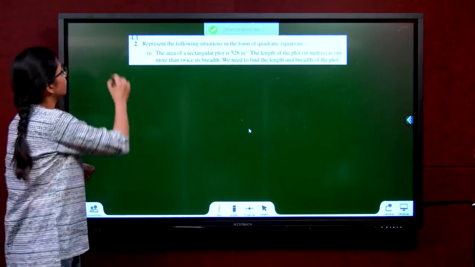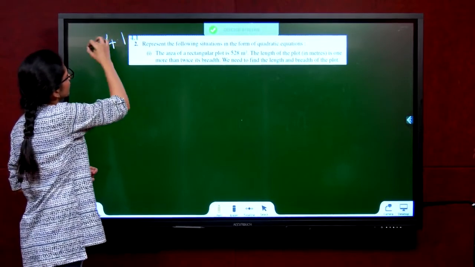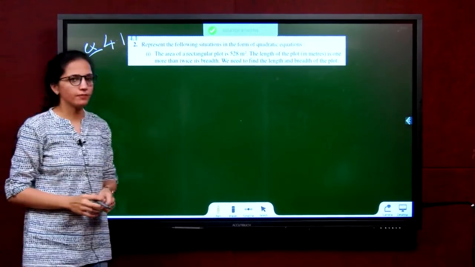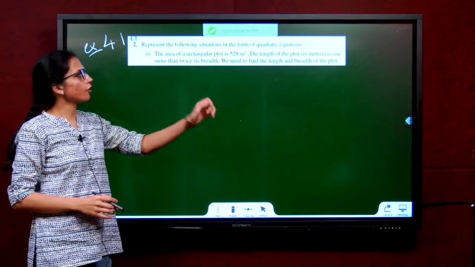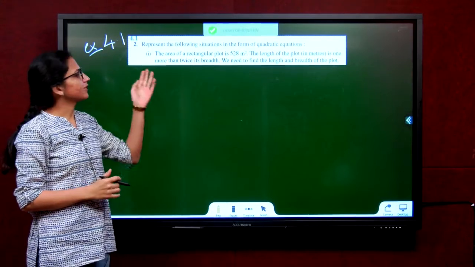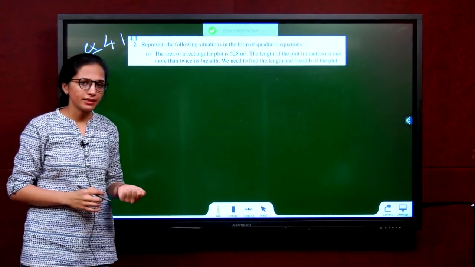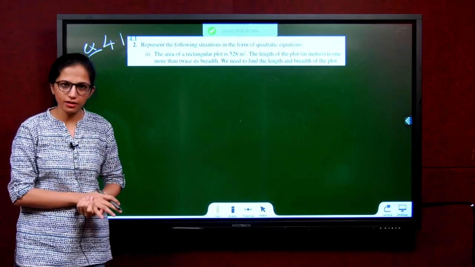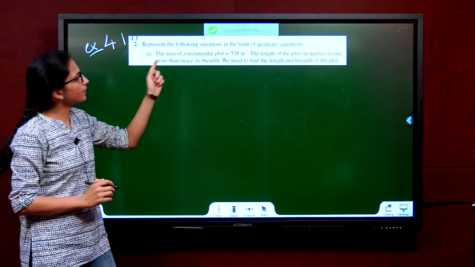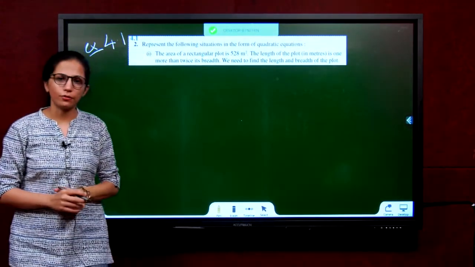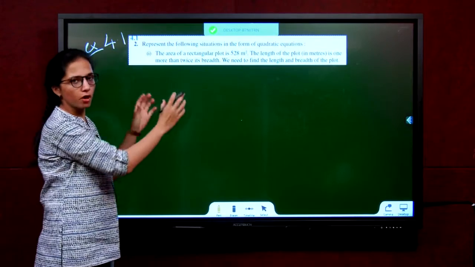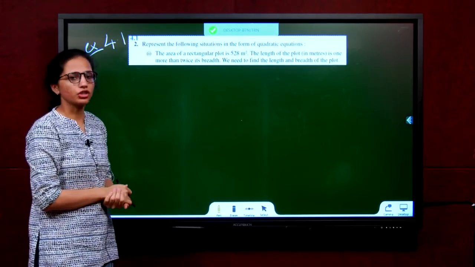Now we're going to do exercise 4.1. Second question. In that first sub question, represent the following situation in the form of quadratic equation. If they say represent, mathematically it means you have to put it in the form of an equation. Here they themselves are telling you to represent in the form of quadratic equation. So you have to just take this math word problem and put it in the form of an equation.